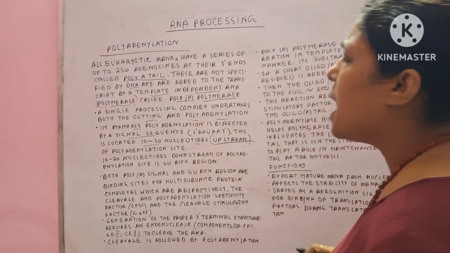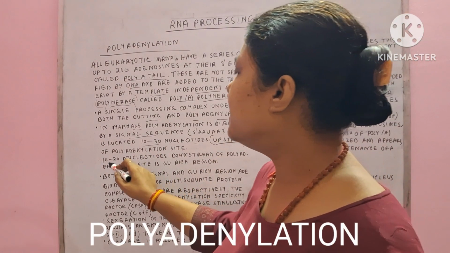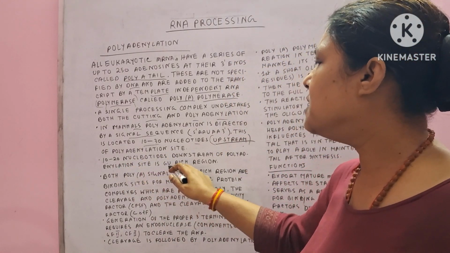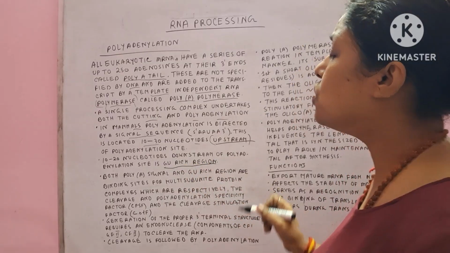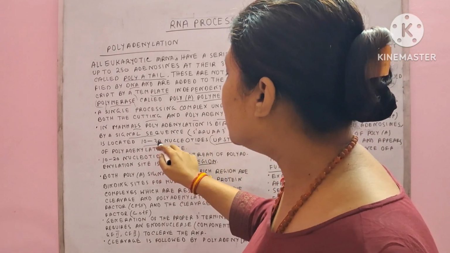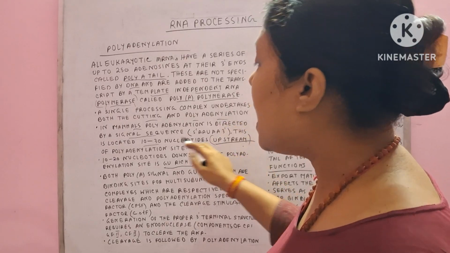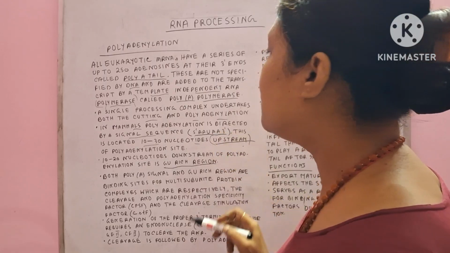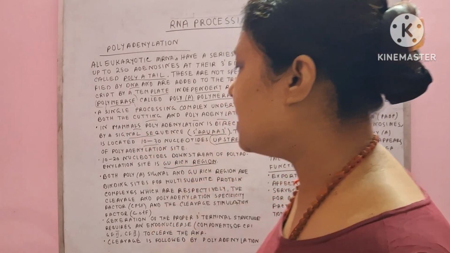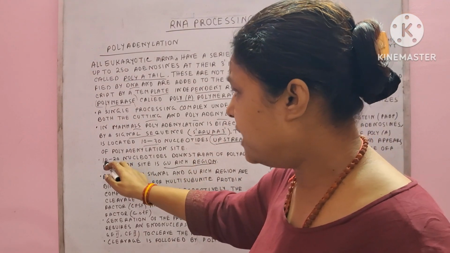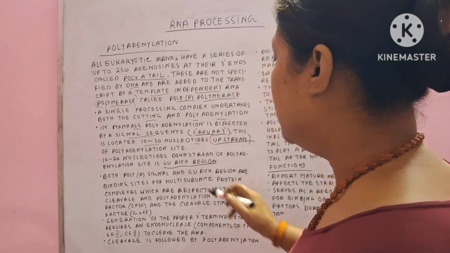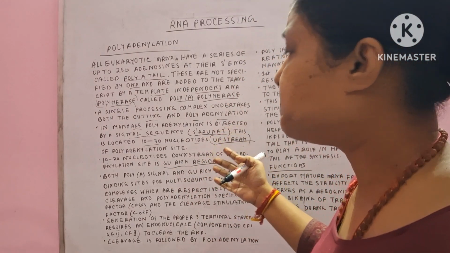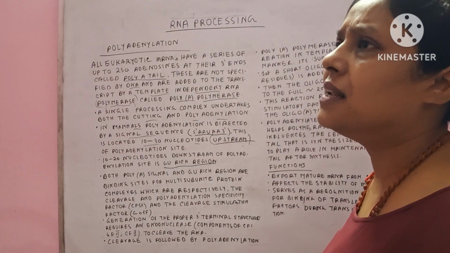So what I am saying is that the 10 to 30 nucleotides upstream of the polyadenylation site contain 5' AAUAAA 3', which is one kind of signal. And the 10 to 20 nucleotides downstream of the polyadenylation site is known as the GU-rich region. These two important elements must be involved in the polyadenylation process.